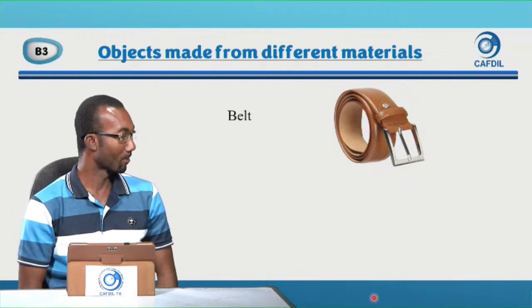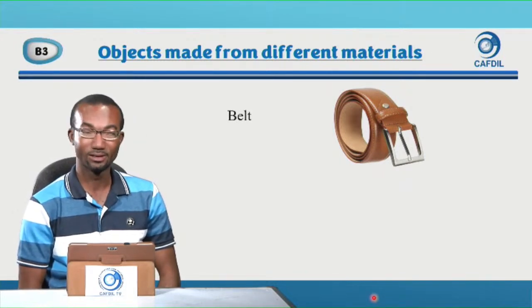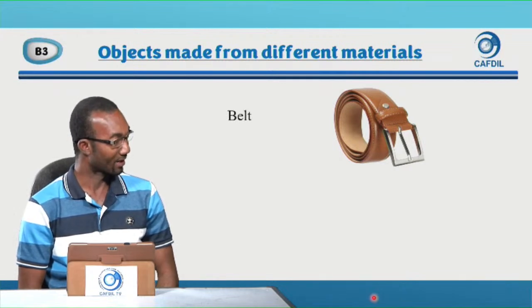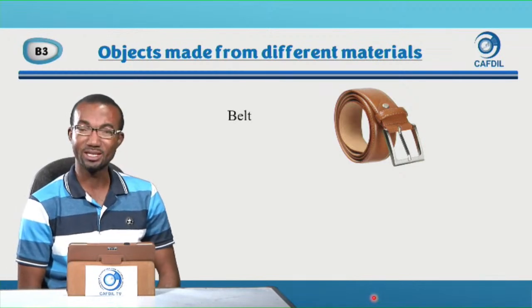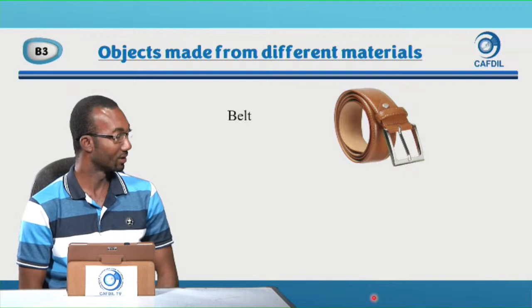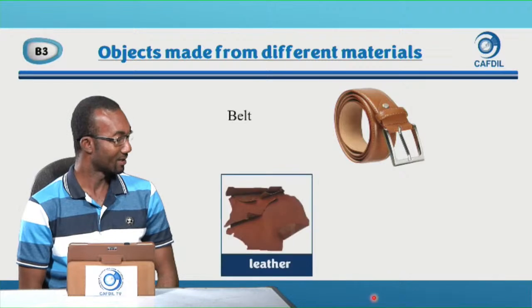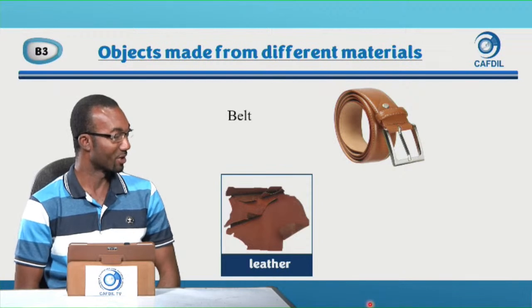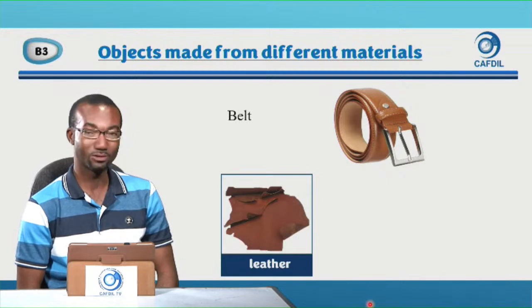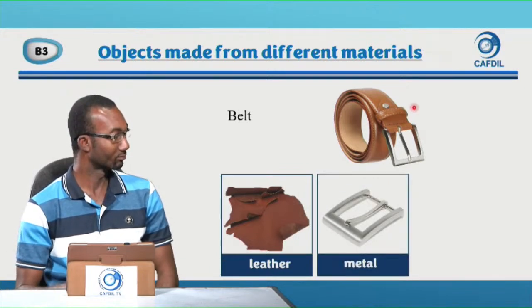Belt. So start. Just look at the belt and then bring out the materials that went into the making of this belt. The first one is leather. So all the brown here is made of leather. What material again do you think went into the making of this? Apart from the leather, what do you see again? Good, you see metal.